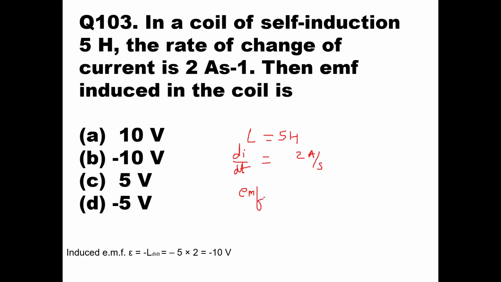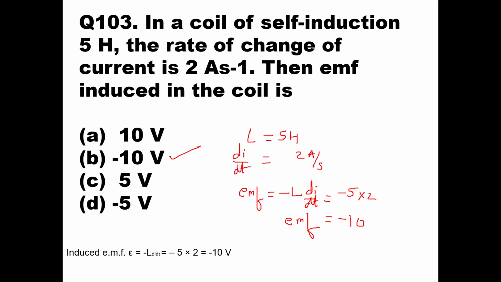The induced EMF is given as minus L di by dt. The minus sign comes because the induced EMF has the opposite direction. L is 5 and di by dt is 2, so minus 5 into 2 is minus 10. So the EMF is equal to minus 10, and the answer is option B.